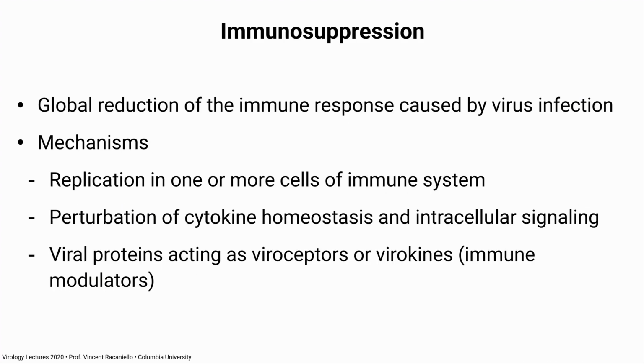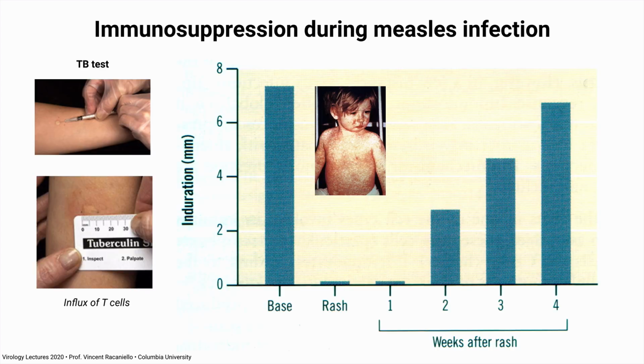The last topic I want to talk about is another effect of virus infection, which is immunosuppression. And this is a global reduction of the immune response caused by virus infection. This can happen if the virus replicates in cells of the immune system, if replication perturbs cytokine production and signaling, or by viral proteins that are viroceptors or virokines, as we talked about earlier, immune modulators interfering with the immune response, not just to the infecting virus, but to other viruses as well, or other bacteria even.